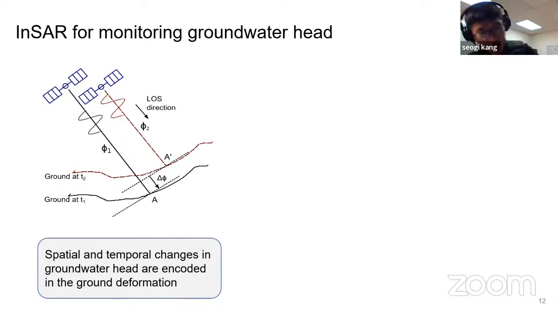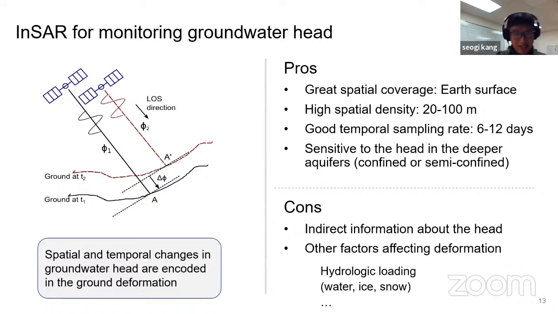What's kind of cool is the spatial and temporal changes in groundwater head are encoded in this ground deformation, which results in surface deformation that can be measured by this InSAR technique. And as you can imagine, InSAR has great spatial coverage, covering the Earth's surface, and high spatial density, about 20 meter resolution, and good temporal sampling rate between 6 to 12 days. And importantly, it is sensitive to the head in the deeper part of the aquifer, likely confined or semi-confined. So it has a chance to fill in the data gap at the deeper part of the subsurface.